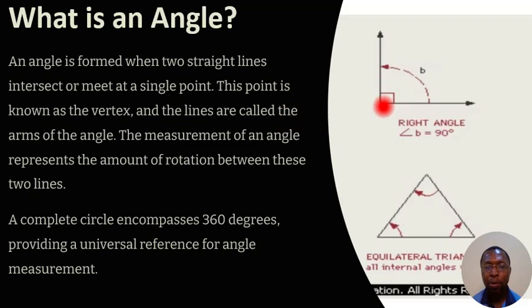Now, the meeting point, sometimes called the vertex, is where we measure an angle. So when we want to know the angle formed by these two straight lines, since they meet at this point, the distance between the two lines, that rotation from here to this place, is what we refer to as an angle. So very simple, it is formed by the intersection of two straight lines.